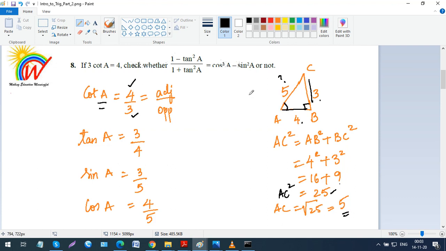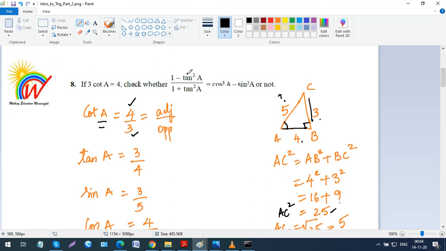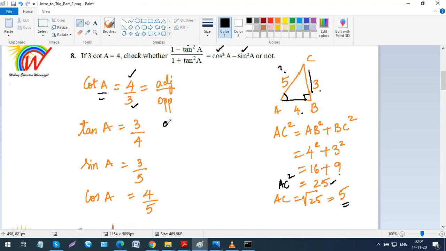Now they are asking you to check something. In this checking, you have a few trigonometric ratios, like tan, cos, and sine. Let's find out what is tan first. Tan is actually opposite over adjacent. Look at the triangle, opposite is 3 and adjacent is 4, so 3 over 4. Then sine is actually opposite over hypotenuse. You should have remembered this by now. Opposite is 3 and hypotenuse is 5. And cos is adjacent by hypotenuse, so adjacent is 4 and hypotenuse is 5. So we have written all these things.